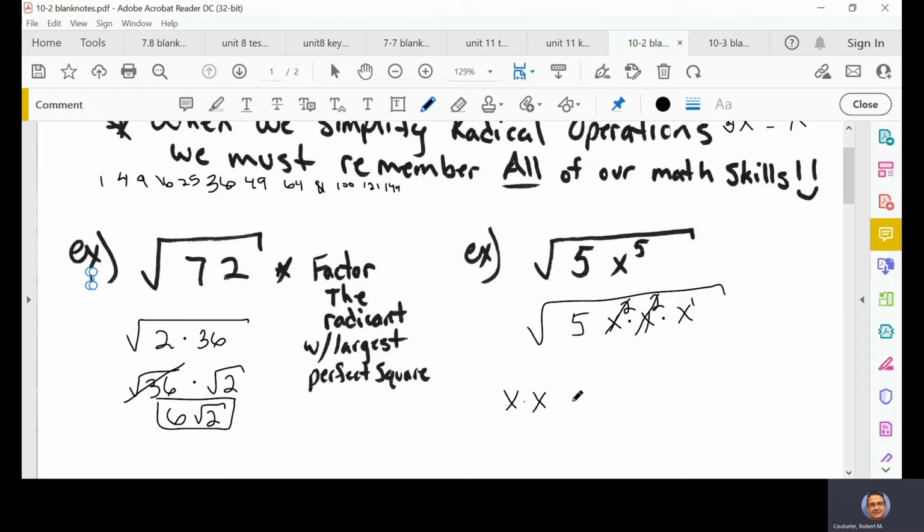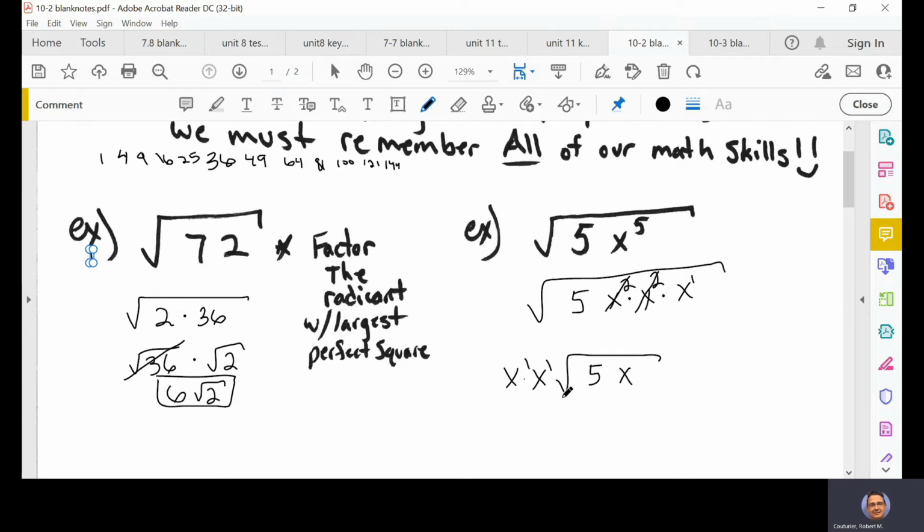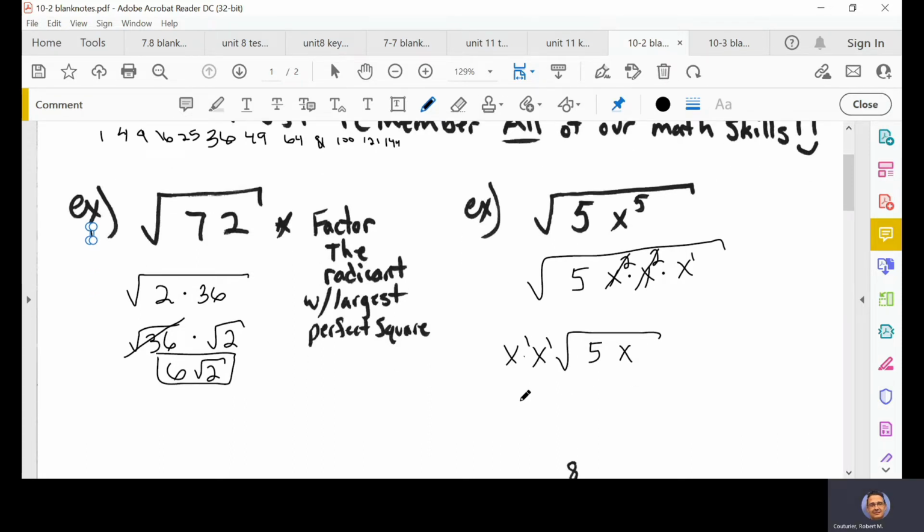Notice what stays behind. We still have inside the square root of 5, and there's one little x left. Almost simplified. What is x times x? Base stays the same, you add your exponents. So 1 plus 1 is 2: x squared.